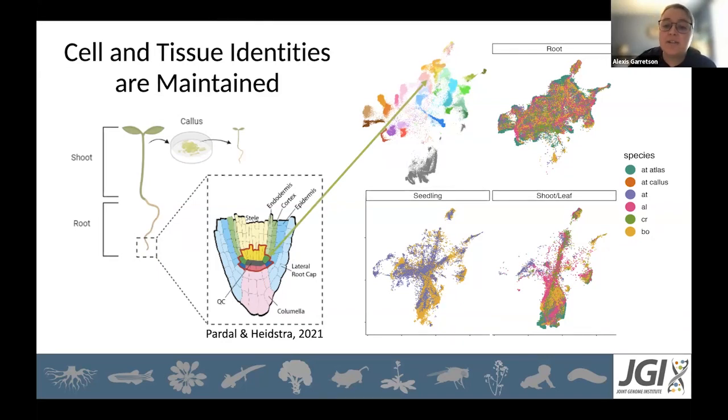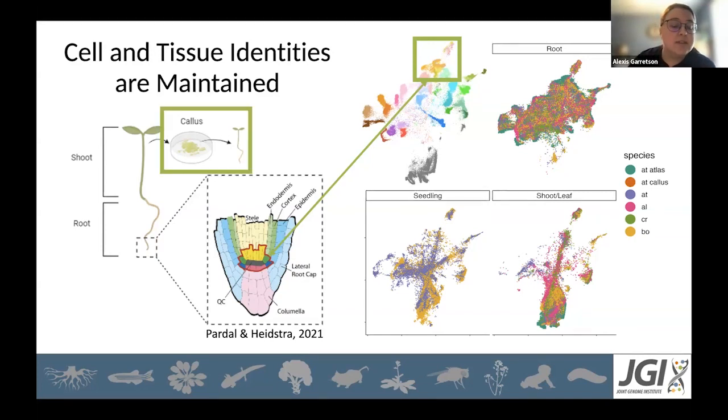So on the left here, these are the annotations we have from our really nicely high quality labeled root atlas for Arabidopsis thaliana, and you can see that even in this joint space, the cells that we know should be together are ending up in the same space. And in particular, this arrow I'm pointing to is the stem cell region of this UMAP space that includes the stem cell niche and the quiescent center.